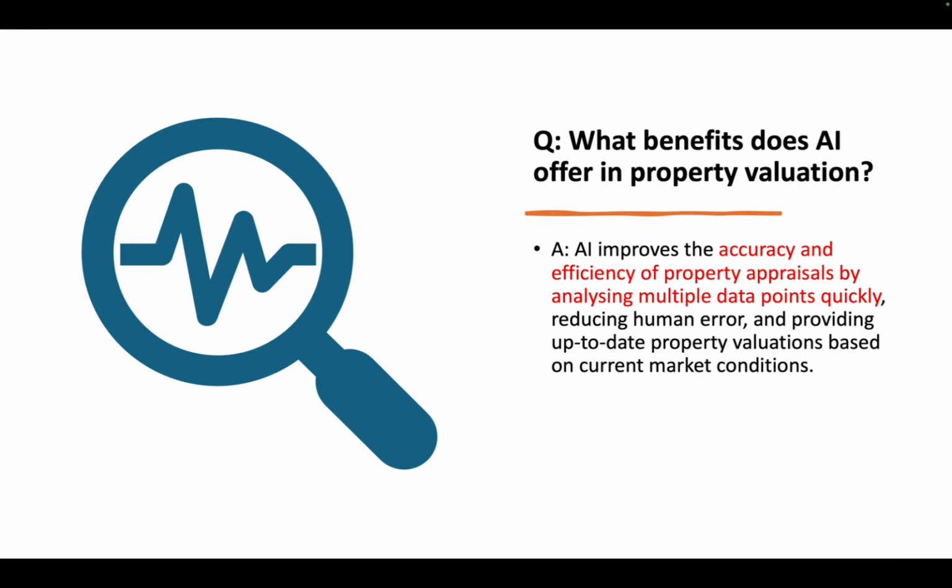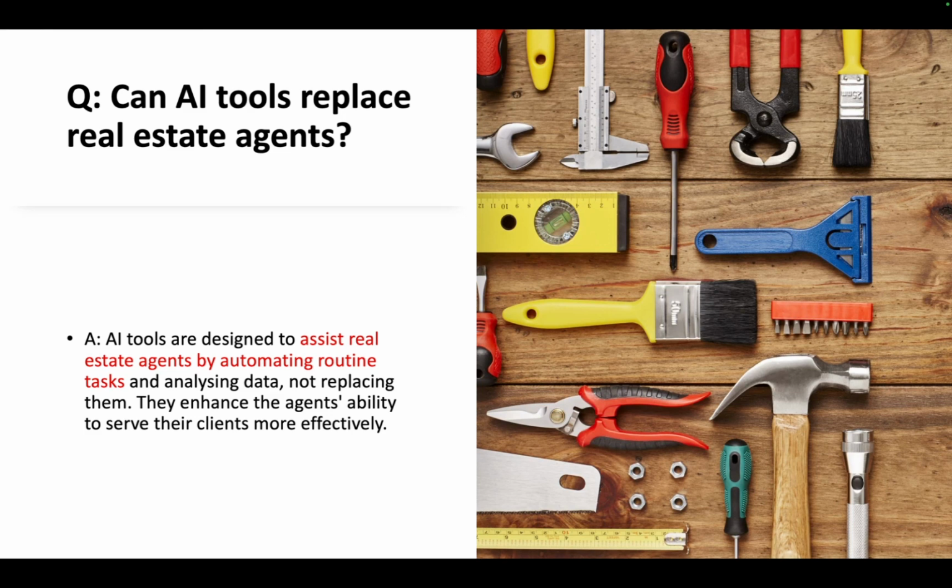What benefits does AI offer in property valuation? So AI improves the accuracy and efficiency of property appraisals by analyzing multiple data points again. But the key thing is any prediction it's making is going to be data based. And if it's data backed, then you're able to go back and make sure that that information is accurate and correct. But more importantly, the system would remain the same regardless of the property that's being appraised or the person who's instructed the appraisal. Can AI tools replace real estate agents?